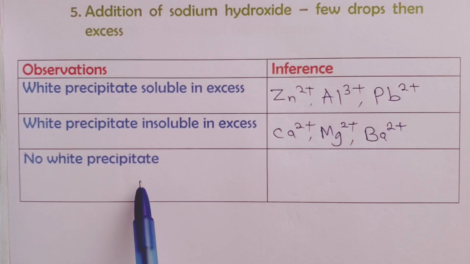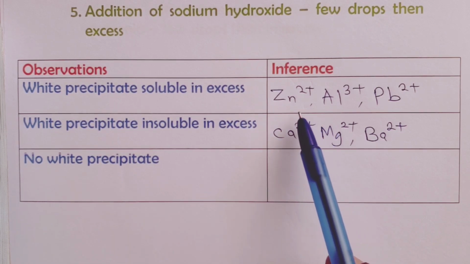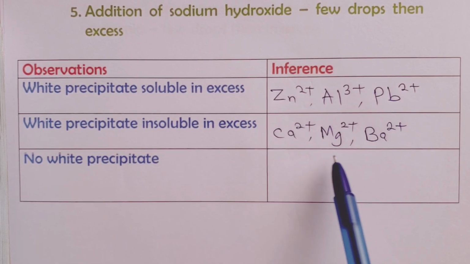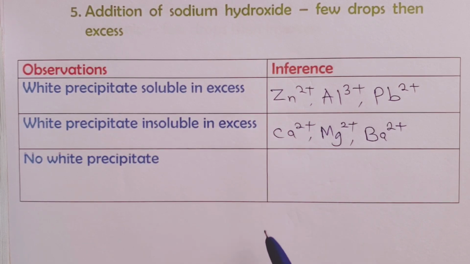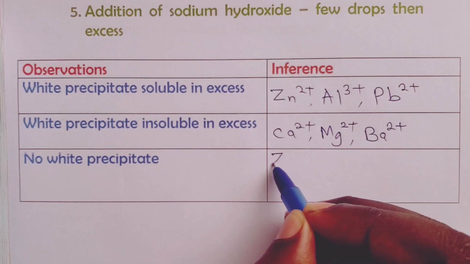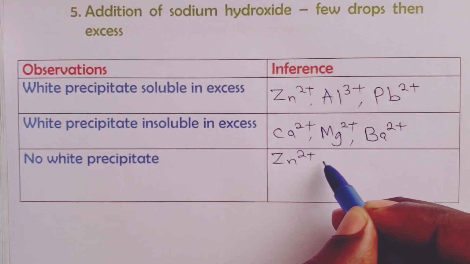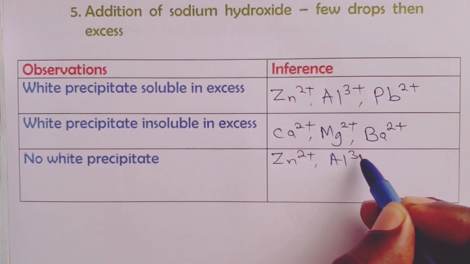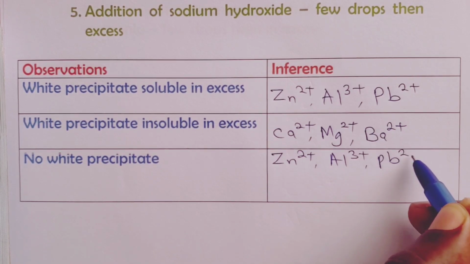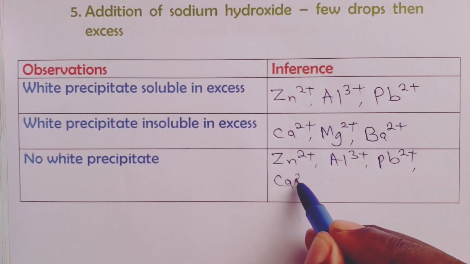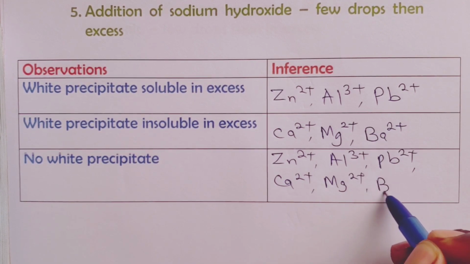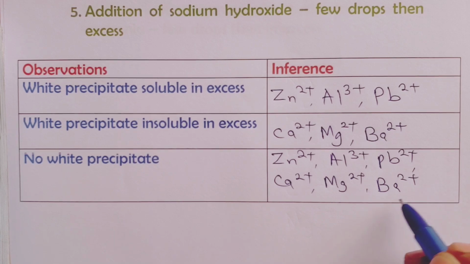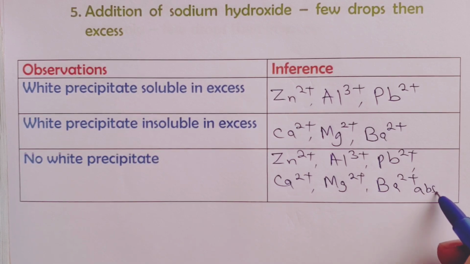Now, when we see no white precipitate, then it means all these 6 ions which would otherwise give white precipitates are absent. So this time round, we would say that zinc, aluminium, lead, calcium, magnesium, and barium, these ones would be absent because we are not seeing any white precipitates.